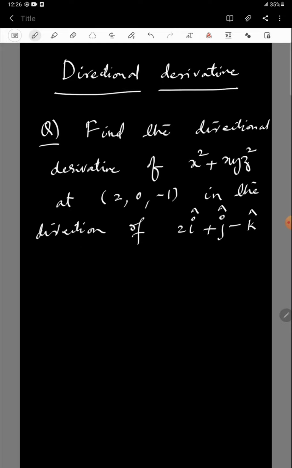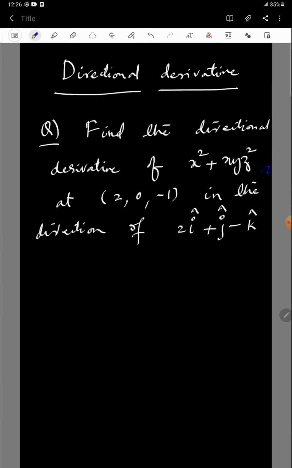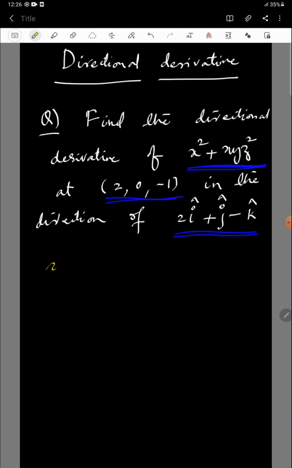Now 3 inputs will be there in the problem always. One scalar function will be supplied to us, one point will be supplied to us, and one vector for the direction will be supplied. So the working method is very simple. There are 3 steps basically. I will go step by step. First, you just give the name phi for the scalar function given, x square plus xyz square.